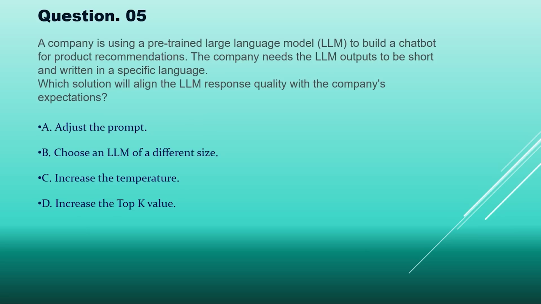So now I am going to reveal the answer. The correct answer here will be option A, adjust the prompt. It will be the correct answer because if we think about option B, the size of LLM may not affect the size of output. So it is eliminated. Now option C, increase the temperature.